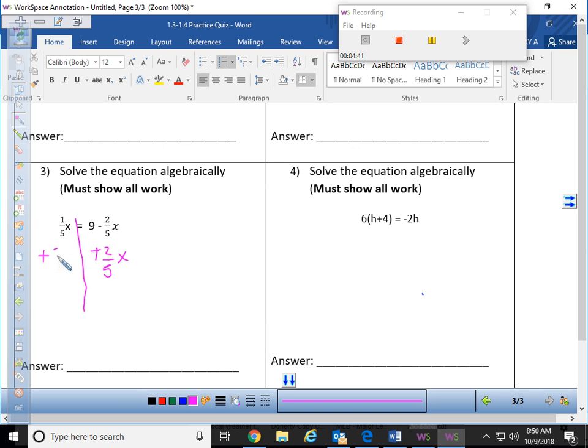So let's go ahead and do that. We're going to add 2/5 x to both sides. Now, negative 2/5 x plus 2/5 x eliminate to 0. And now all we have on this side is the 9. What's 1/5 x plus 2/5 x? That's 3/5 x. And now we have this equation.